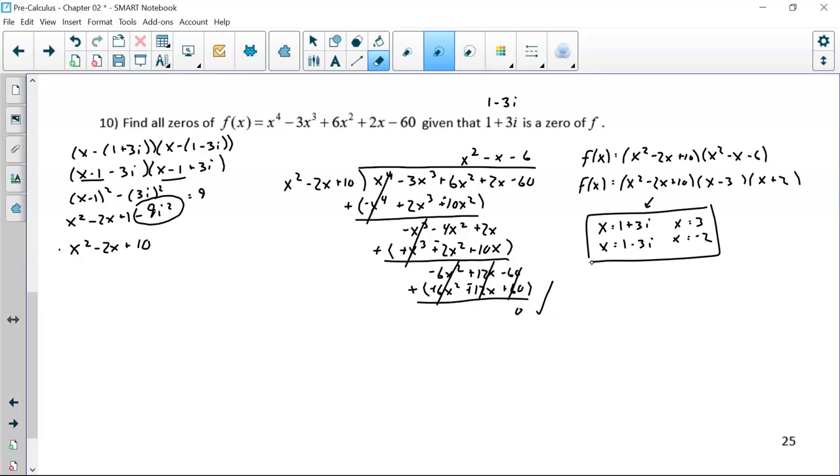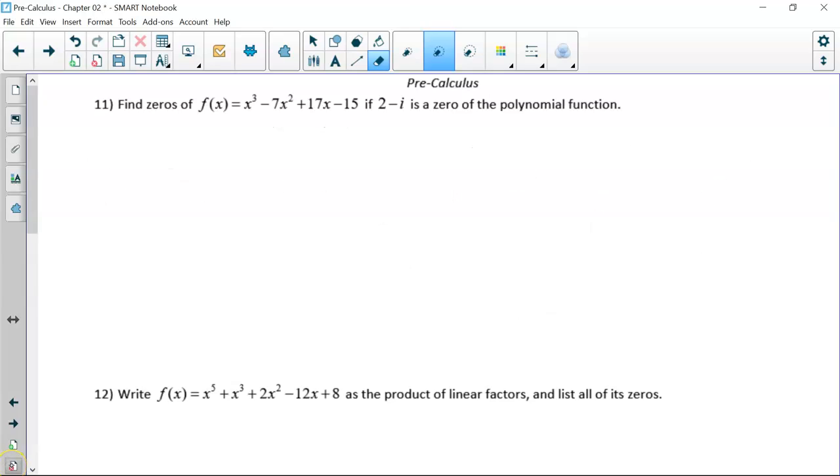Let's go to the next page and problem number 11. So now we're going to find the zeros of this. We're given that 2 minus i is a zero. So if 2 minus i is a zero, 2 plus i is a zero. So we're going to find the factors. x minus the quantity of 2 minus i, x minus the quantity of 2 plus i. x minus 2 plus i, x minus 2 minus i.